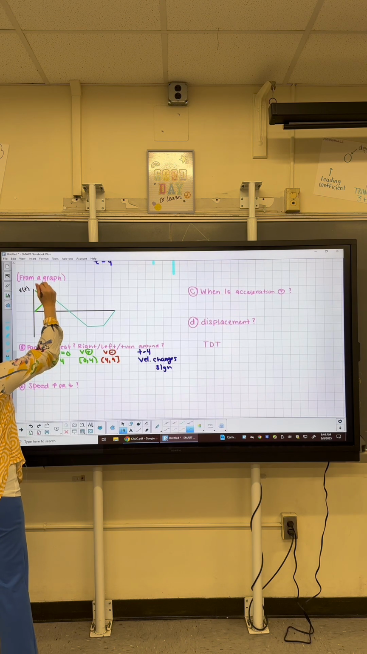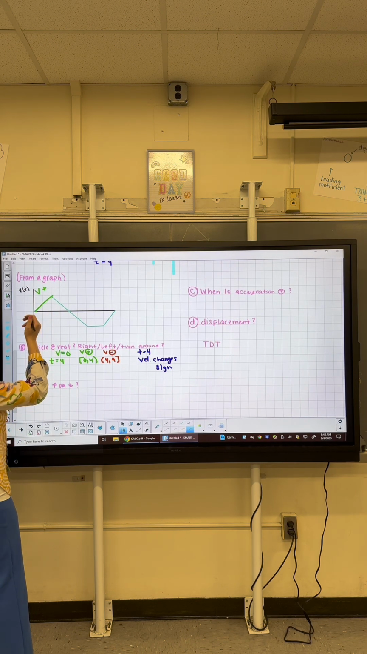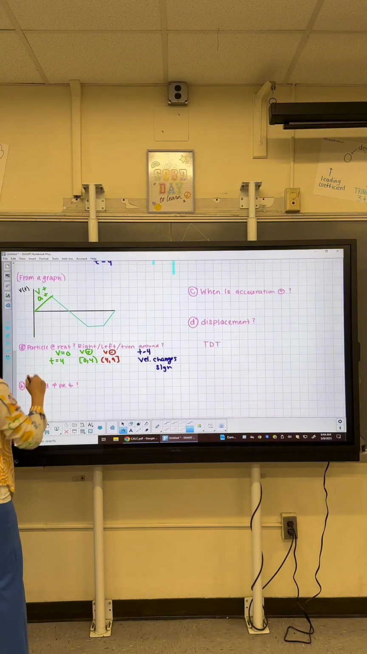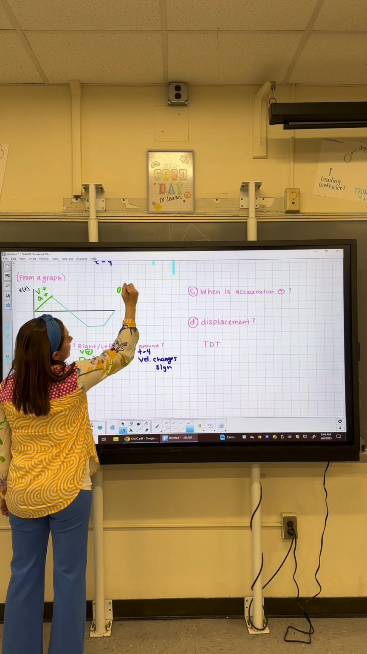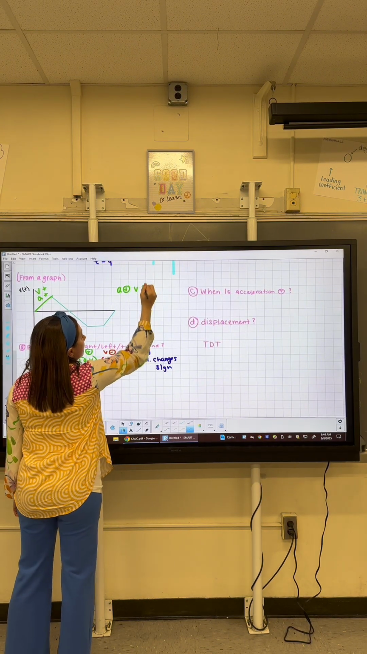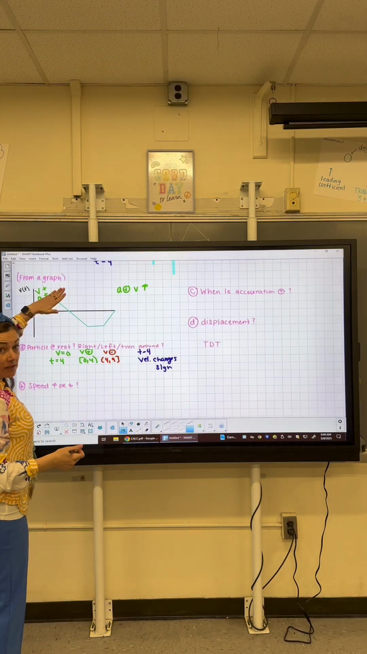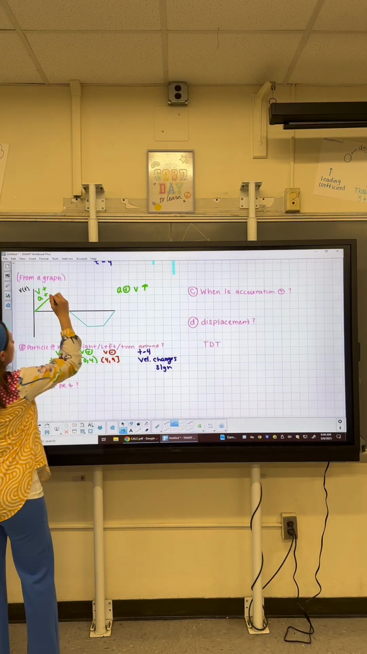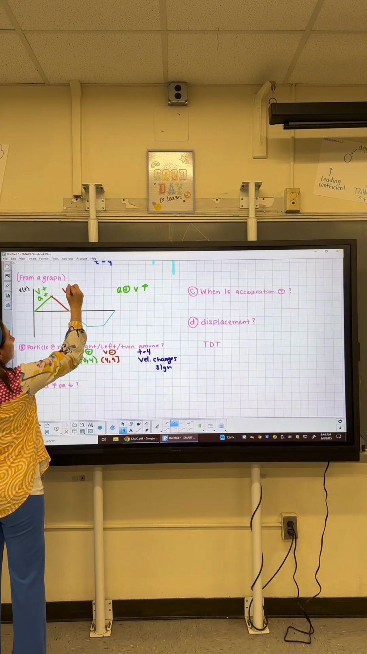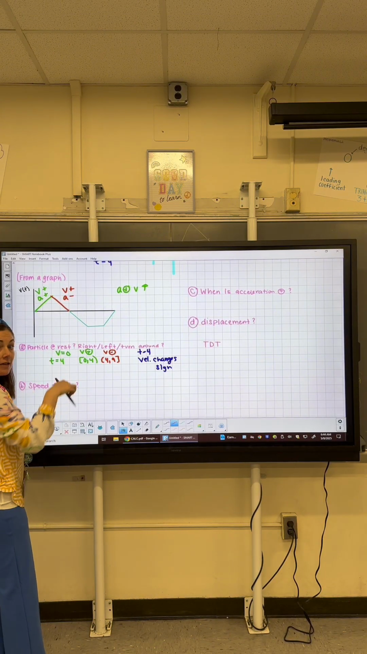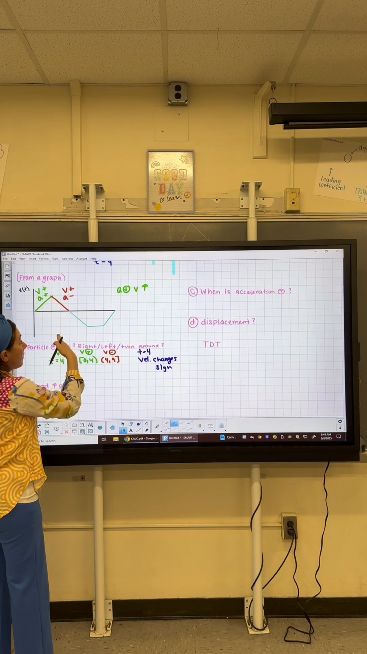The velocity is positive because it's physically above the x-axis, and the acceleration's positive. So acceleration's positive when velocity is increasing, because acceleration is the slope of velocity. This is a positive slope. All right, next section, this little guy right here. Velocity's still positive, but my acceleration's negative now because my slope is negative and we're decreasing.